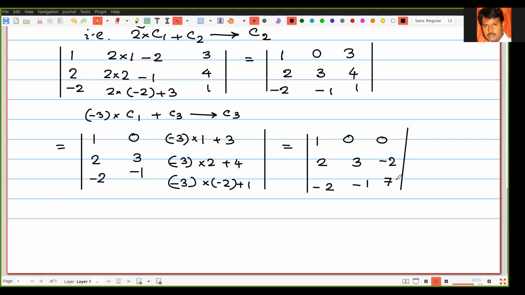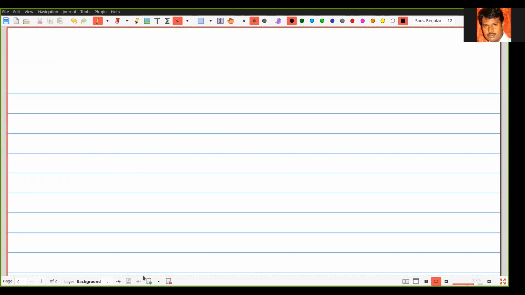So using only the properties of the determinant, we have transformed the determinant into an equal value determinant, where in the first row, in the second and third column, the elements are 0. So proceed to the next problem.